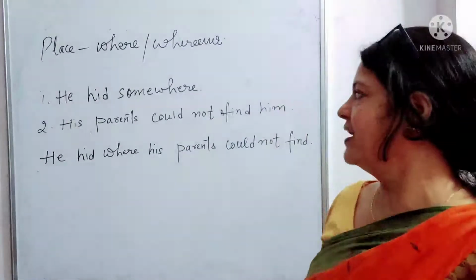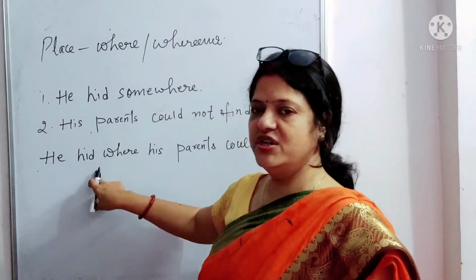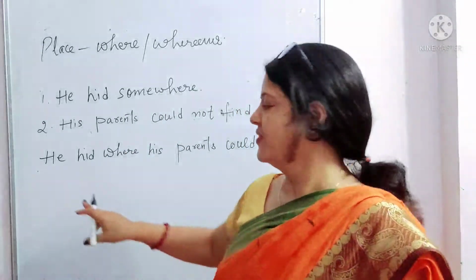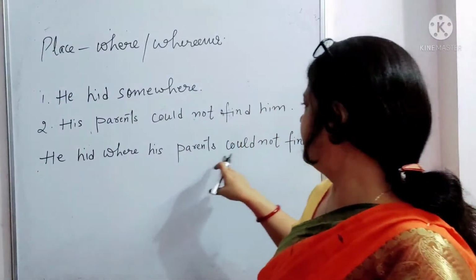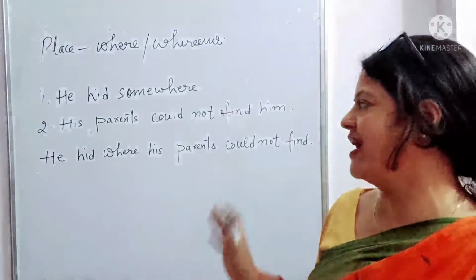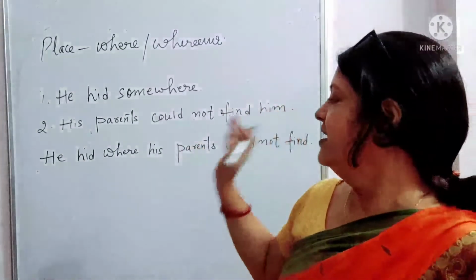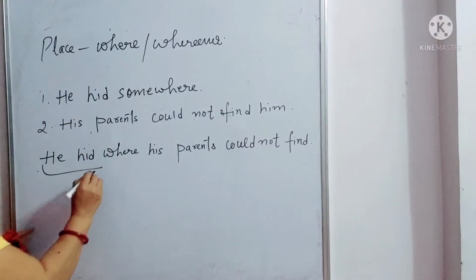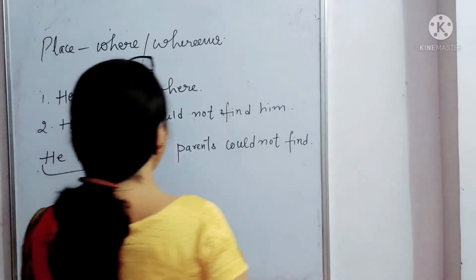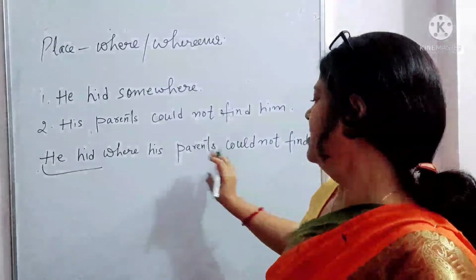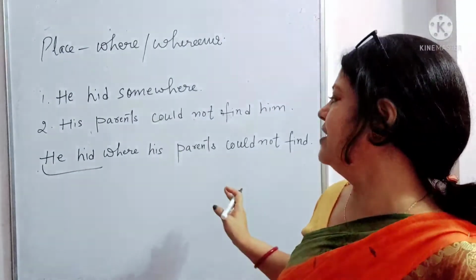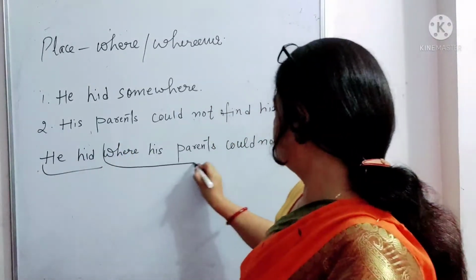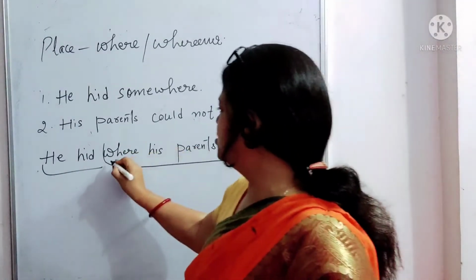So what we'll do is, first we will write he hid. We will remove the word somewhere. Instead we will write where. He hid where his parents could not find him. So we have added these two sentences. He hid, this is the principal clause, and where his parents could not find him, this is a subordinating adverb clause of place, starting with the conjunction where.